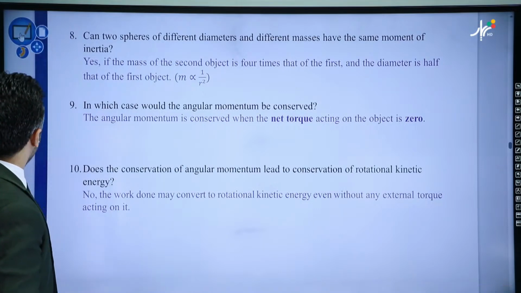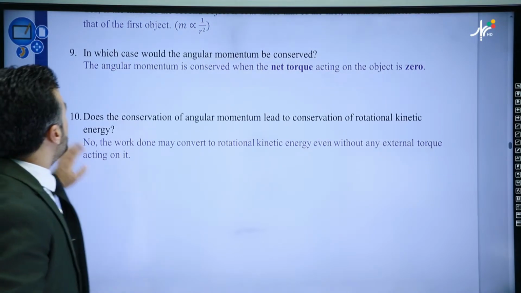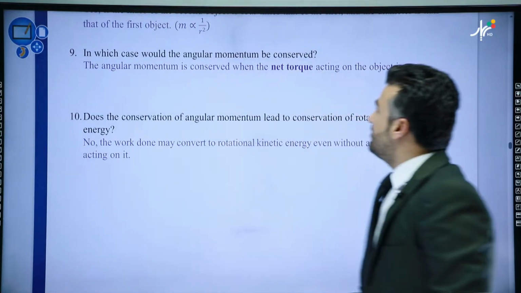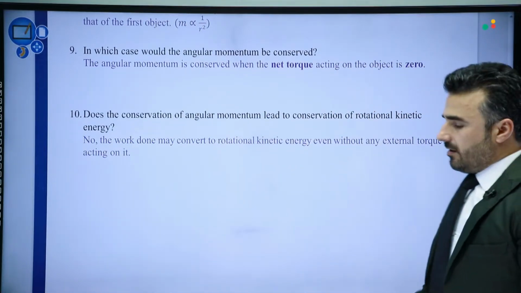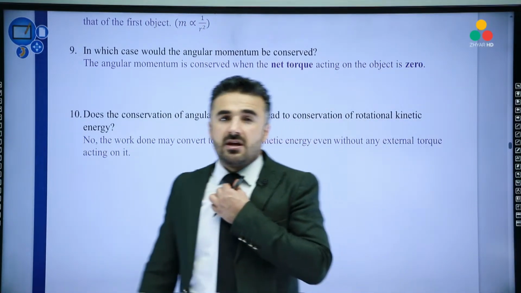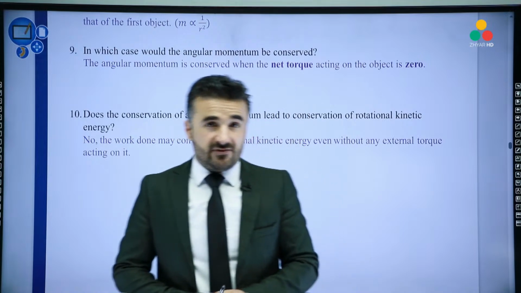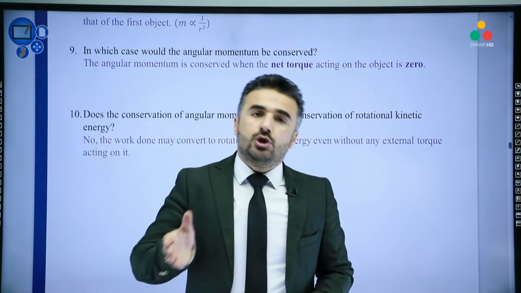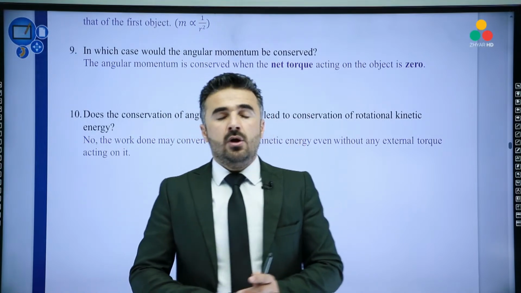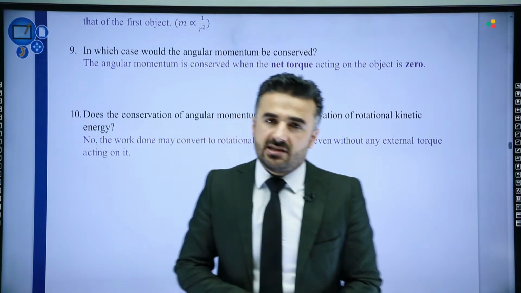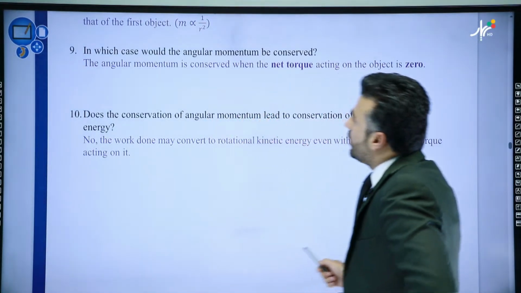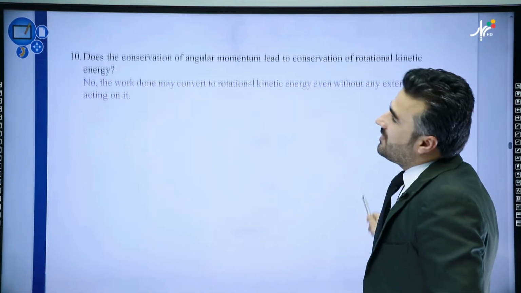All right, moving on to the next question. It says, in which case would an angular momentum be conserved? Now, that is very obvious. We said there is one case where the angular momentum can be conserved, and that is if the net torque acting on the object is 0. Whenever the net torque acting on the object is 0, then that is where the angular momentum is conserved or can be conserved.